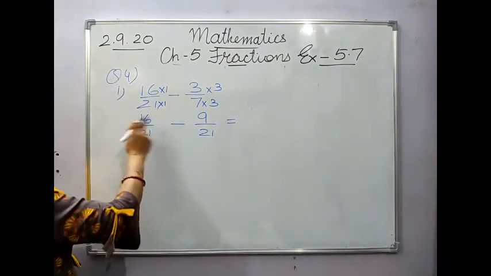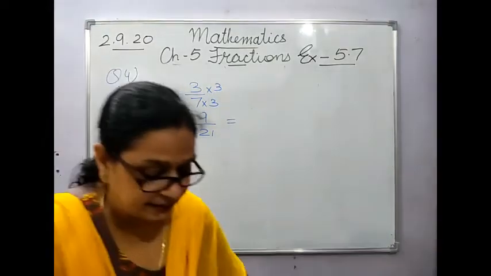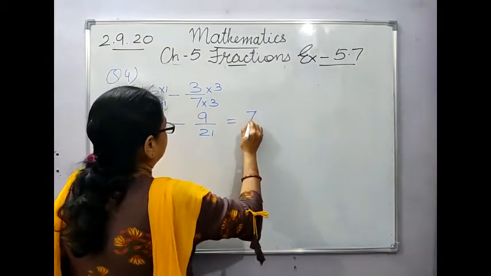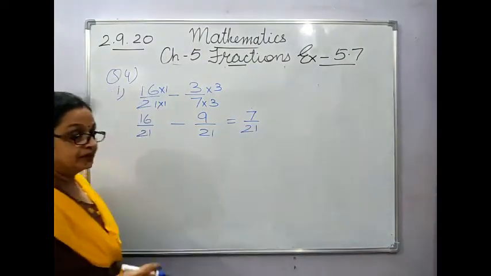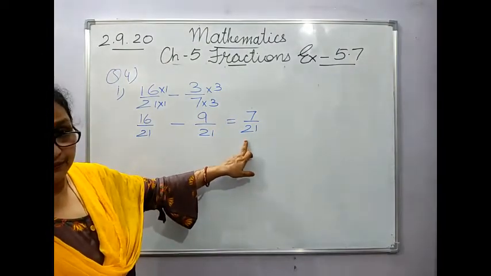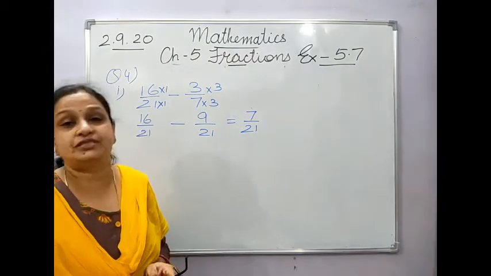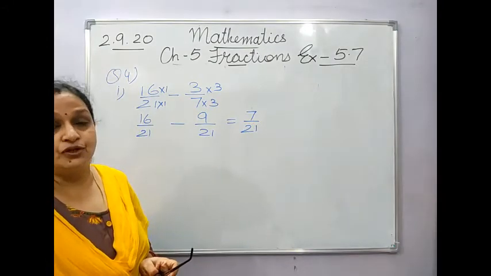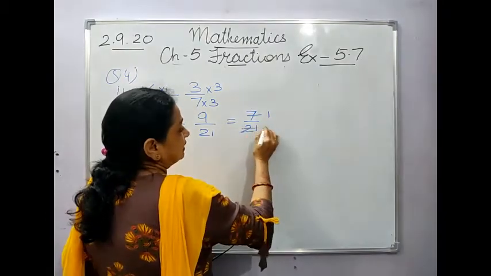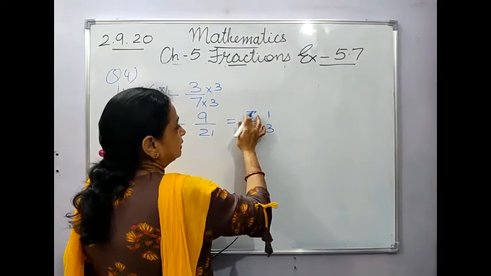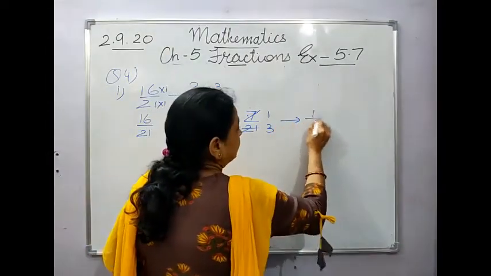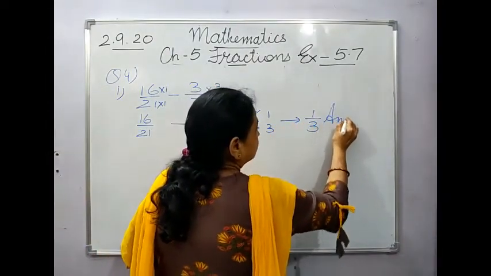Now you subtract it. 9 minus 16 is 7 upon 21. This is a proper fraction. The numerator is smaller than the denominator, but it is not in the reduced term, like 7 1s are 7 and 7 3s are 21. So what will be your answer? 1 upon 3 will be your answer.